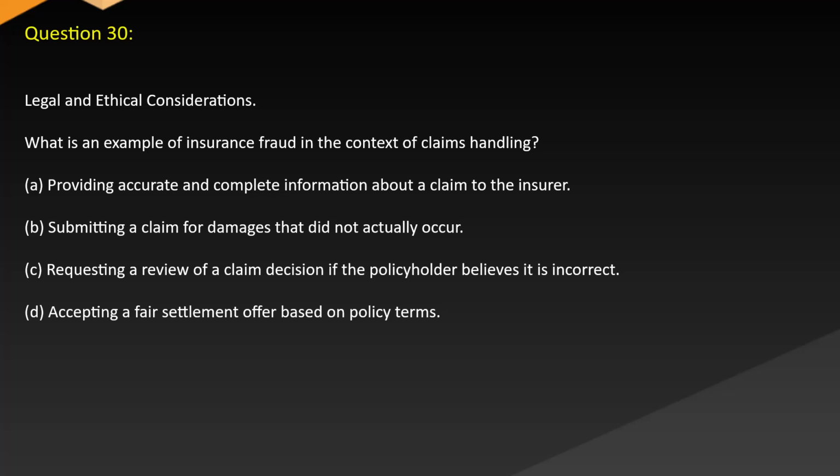Question 30. Legal and ethical considerations. What is an example of insurance fraud in the context of claims handling? A. Providing accurate and complete information about a claim to the insurer. B. Submitting a claim for damages that did not actually occur. C. Requesting a review of a claim decision if the policyholder believes it is incorrect. D. Accepting a fair settlement offer based on policy terms.